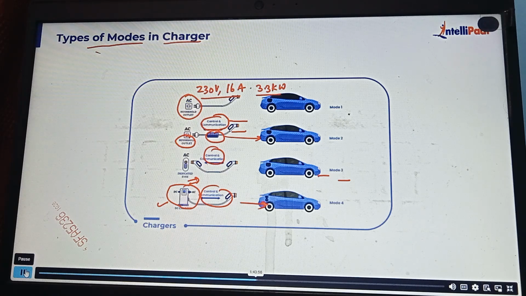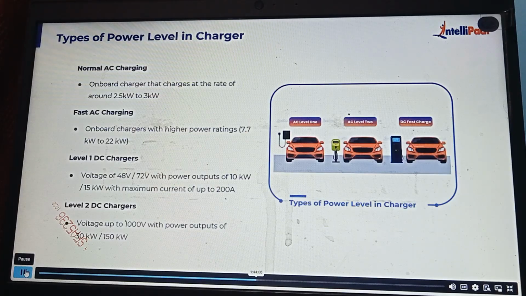Some of them have control and communication, some of them are conventional type, they don't have this BMS or monitoring of the battery parameters. So as far as the type of power level in charger is concerned, I already told you the household outlet, that is the AC level 1 charger. And this AC level 1 charger is an onboard charger, at a rate of around 2.5 kilowatt to 3 kilowatt. So around 3.3 kilowatt charging system is there.